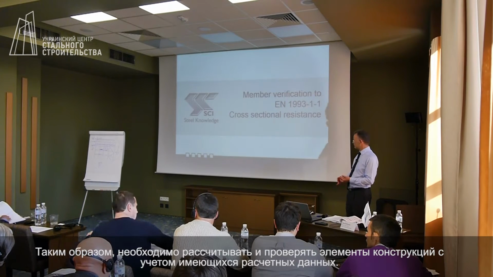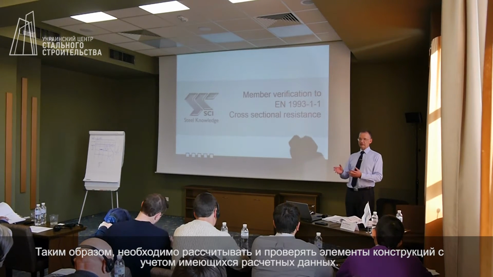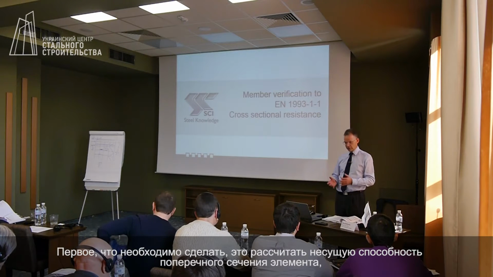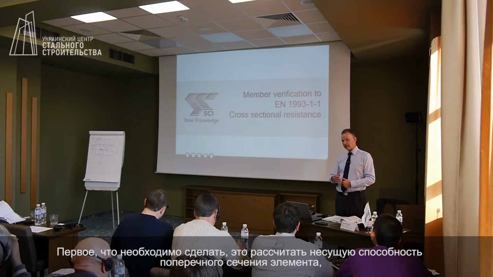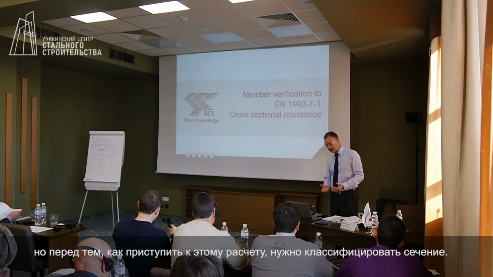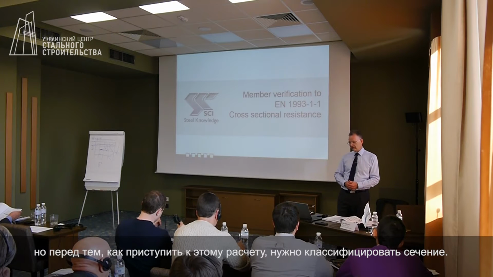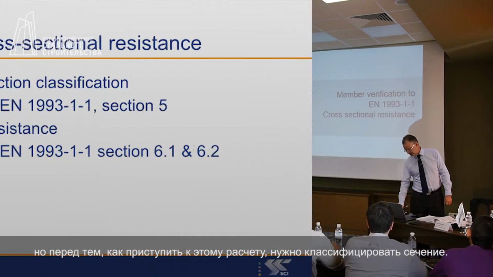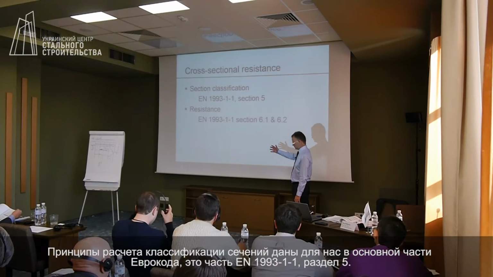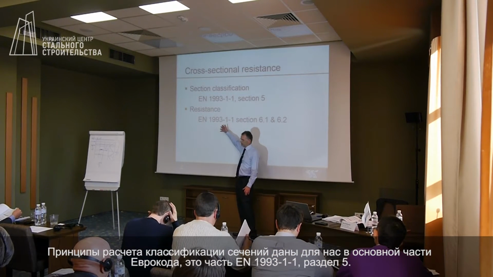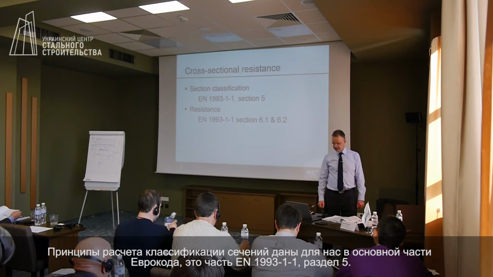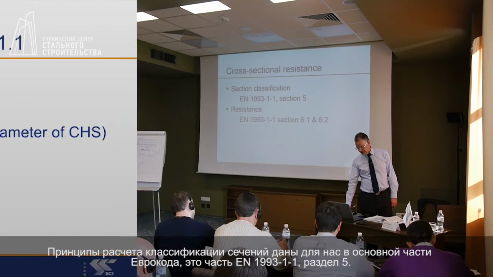And now we are going to verify members against those design effects. So the first thing we need to do is calculate the resistance of the cross section. And before we start calculating the resistance of the cross section, we need to classify the section. So section classification, we're into our main Eurocode now, 1993-1-1. Classification comes in section 5.